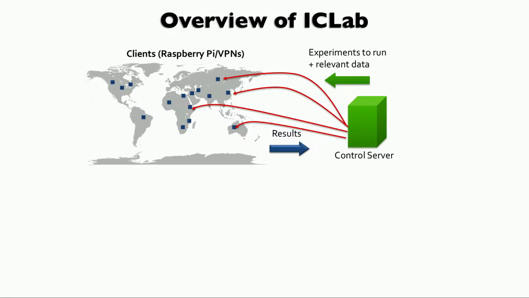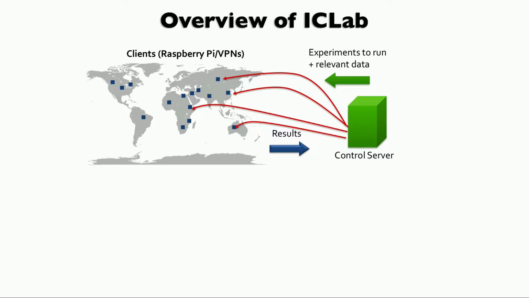To give you guys an overview of what our system looks like, we've got our control server at the University of Massachusetts. So this is sending experiments, so telling it to go fetch a bunch of web pages, relevant data, so this might be the list of URLs to test. And it's sending this to our collection of vantage points. These vantage points are VPN nodes in tens of countries around the world, as well as a handful of Raspberry Pis. And once the client has done the experiment, it's going to send the results back to the control server.